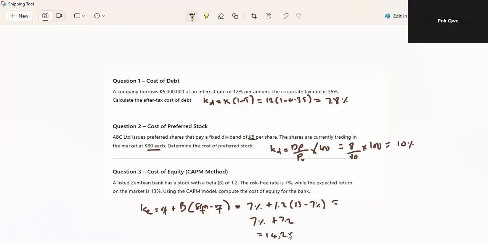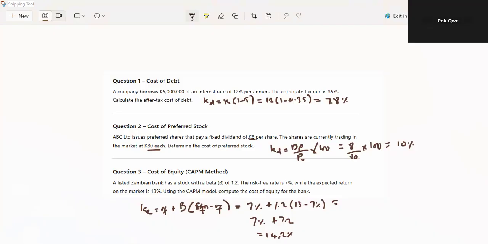So the formula is KE, which is equal to RF, the risk-free rate, plus beta times ERM, the expected market return. Okay, let me just write these down. Expected market return. Okay. So is that clear? Yes, this is clear.